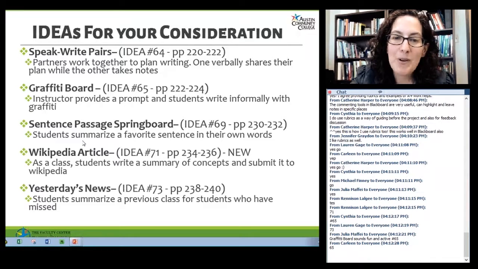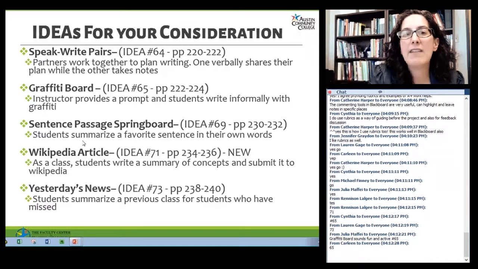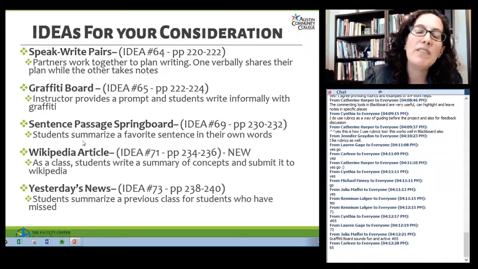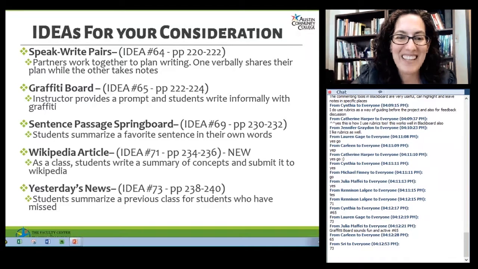Sentence passage springboard. Excuse me, this idea number 69 is much like the golden line that we just did, except that you get students to pick a sentence. They have to completely summarize it in their own words. I've even played taboo with it. I tell them they can't use any of the words in the original sentence, and that makes it really hard, but it's challenging and fun.